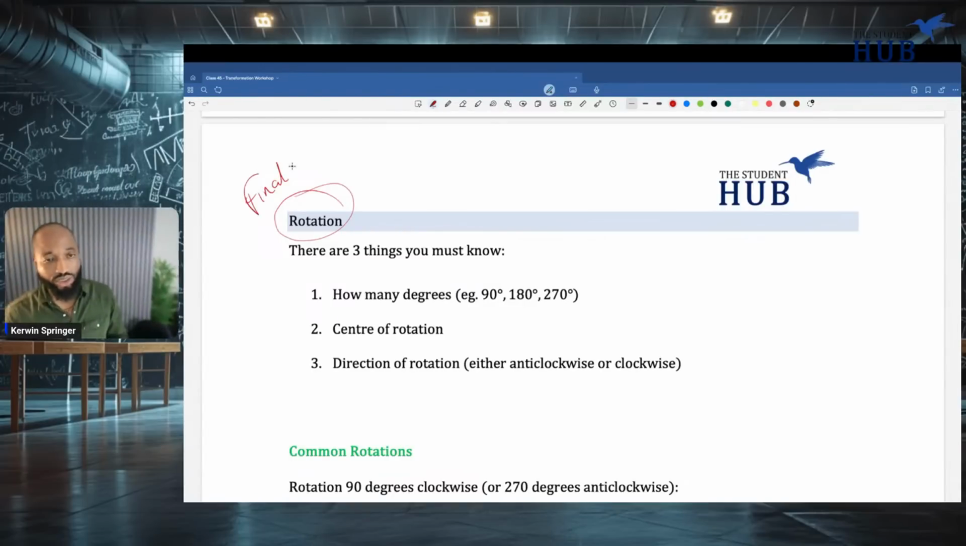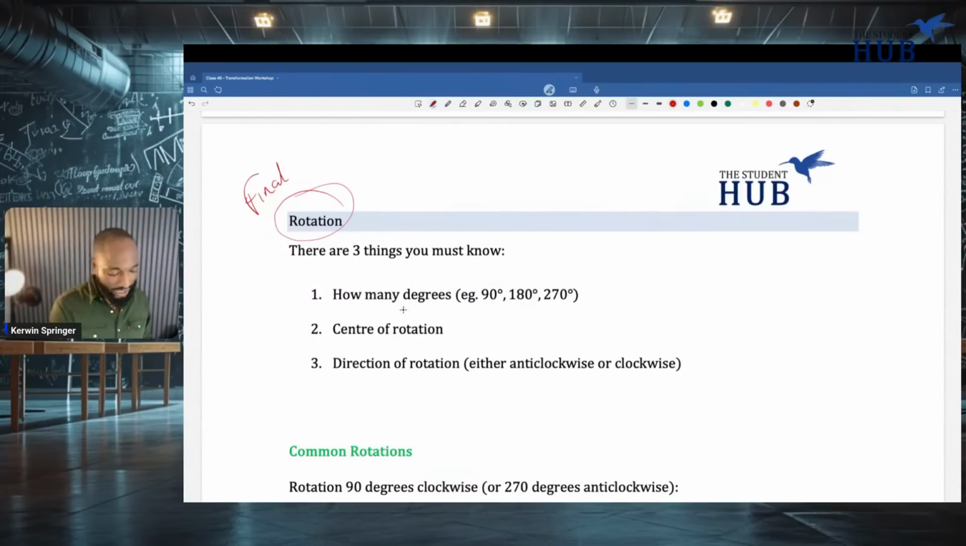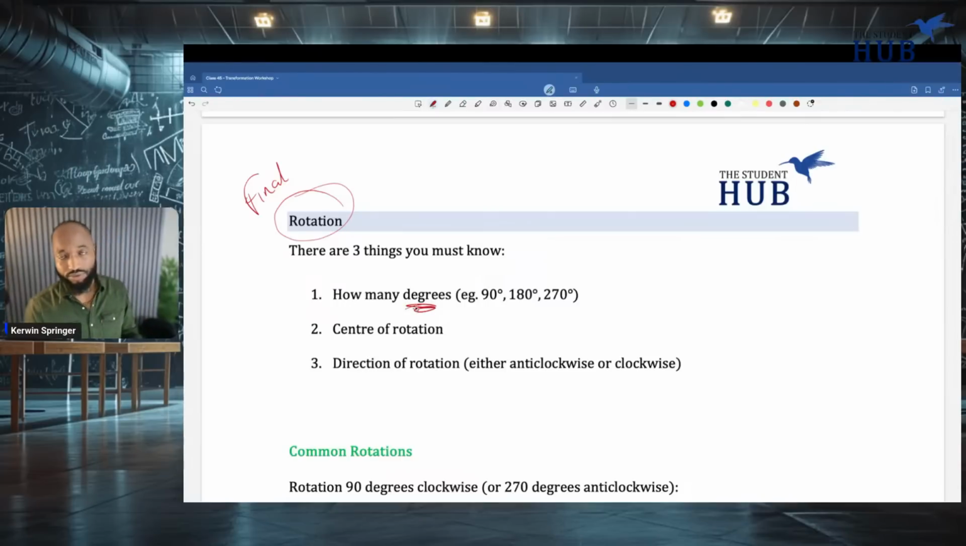For rotation, you need to know how many degrees. That's 1. How many degrees? You need to know the center of rotation. That's 2. And then you need to know the direction of rotation. Sometimes you don't need to know. Only if you're rotating 180 degrees, it doesn't matter if you go anti-clockwise or clockwise, you'll end up in the same spot. Think about it.